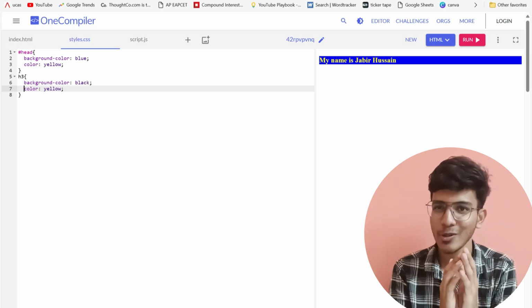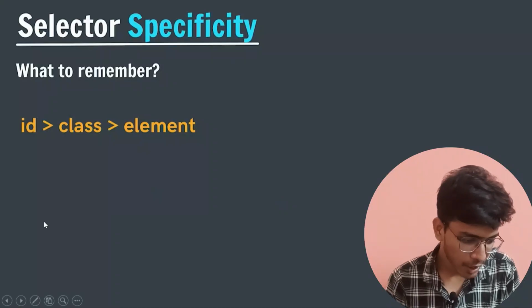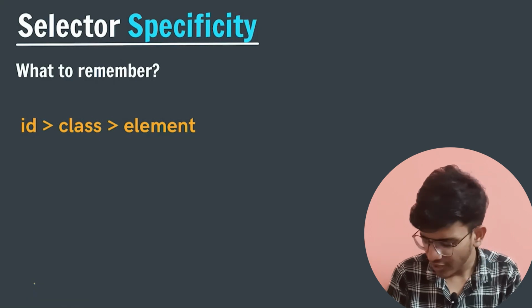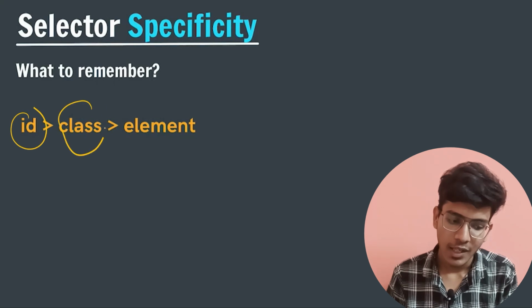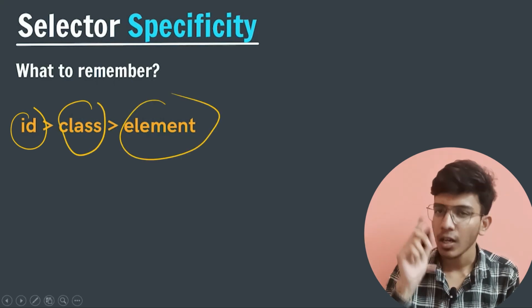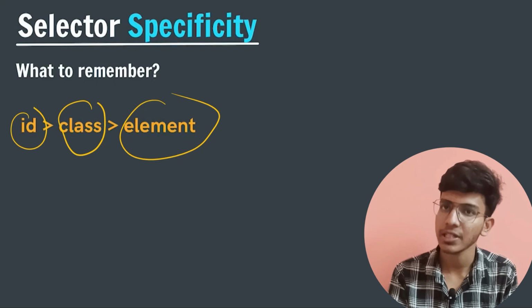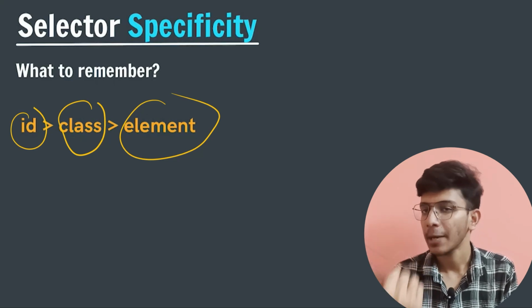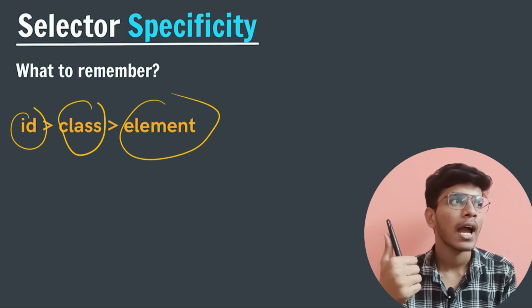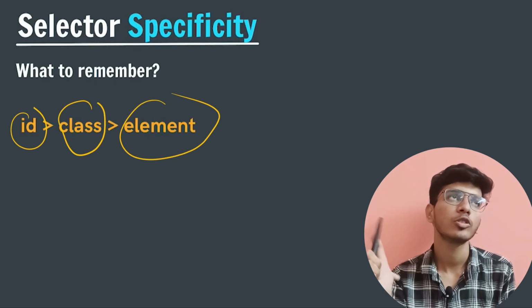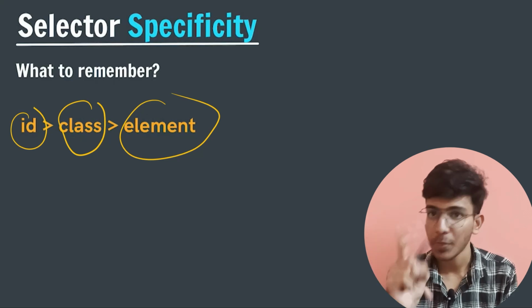Okay, I hope you are very clear. Now this is the priority. You need to remember that first ID selector has the highest priority, after class, after element selector. Now if you want to read this concept in detail, then you can use MDN. In MDN you will find the in detail concept, and within MDN you can also find about specificity.